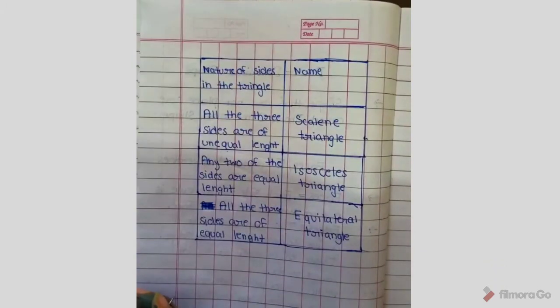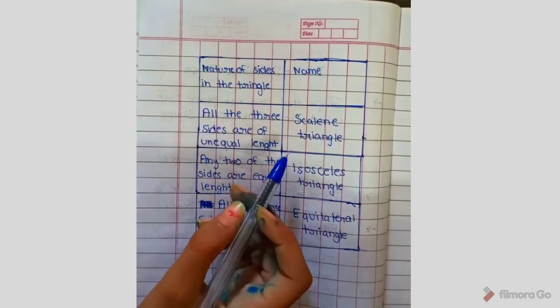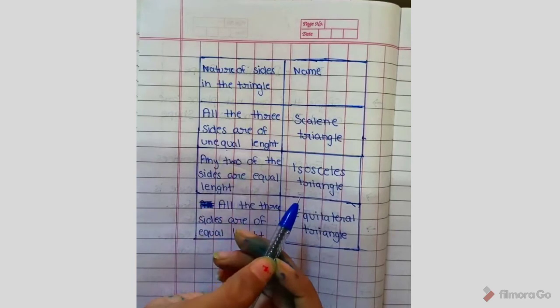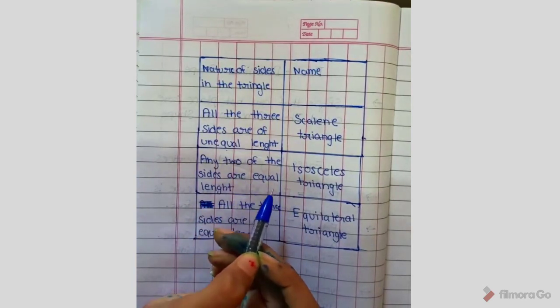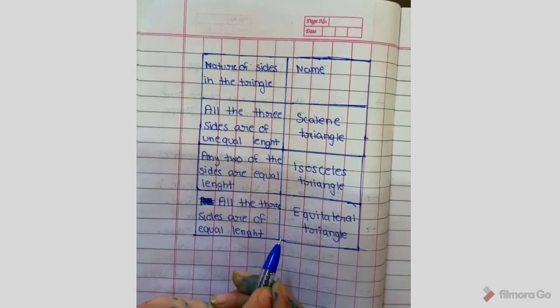So we recap all of them. A scalene triangle is a triangle in which all the sides are different. An isosceles triangle is a triangle in which two sides are the same and the other one is different. And the third is the equilateral triangle, in which all three sides are equal.